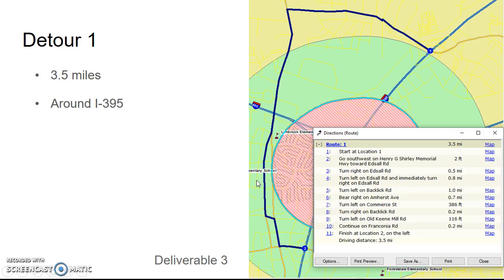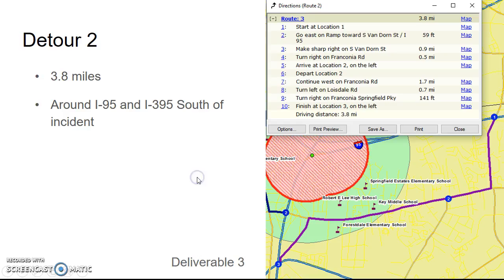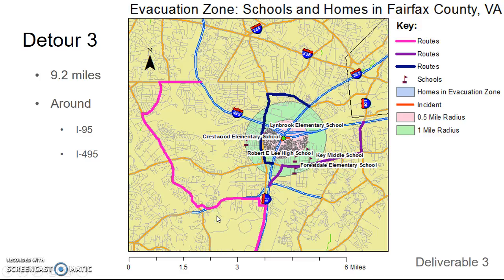My first detour to go around the site is detouring around 395, and it's about 3.5 miles. Second detour going around the incident site is 3.8 miles, and it detours I-95 and I-395. My third detour, and on this slide you can also see all 3 detours together, is 9.2 miles, and it redirects people around 95 and 495.